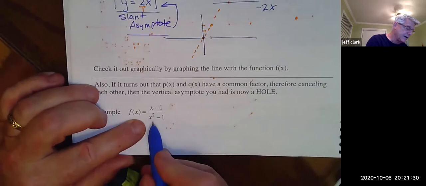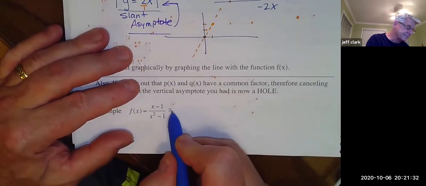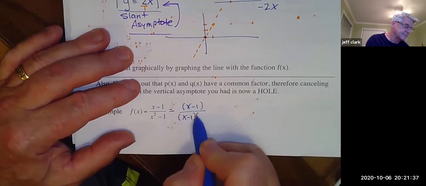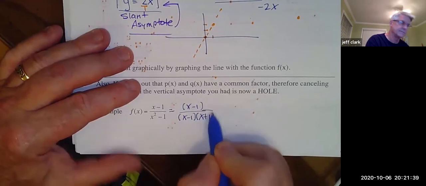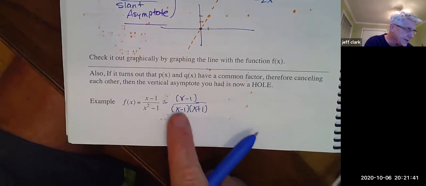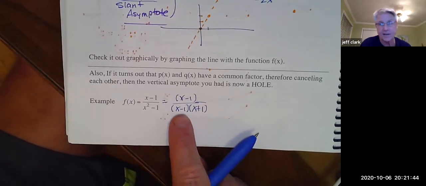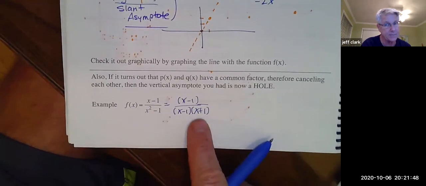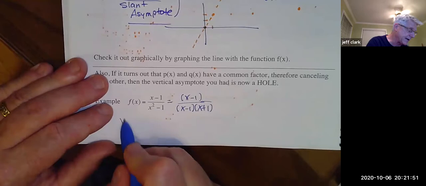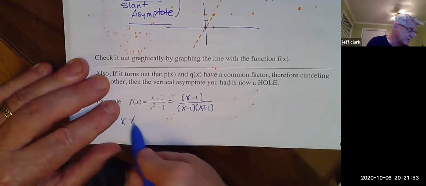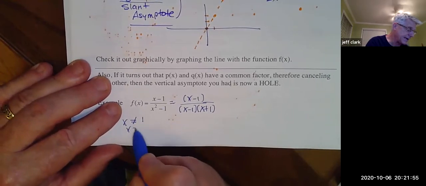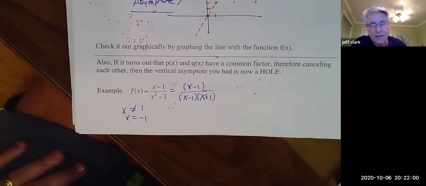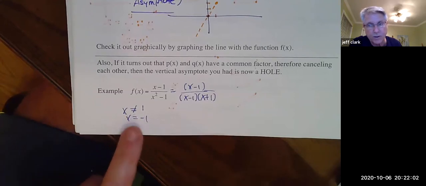This one here, if you factor this, I can't use 1 because that'll make that into a 0. So you can't use a 1, that'll make it into a 0. And I can't use -1 because that'll make that into a 0. So x can't equal 1 and x can't equal -1. If I ask you for what's the vertical asymptote, you'd say x equals 1, x equals -1.